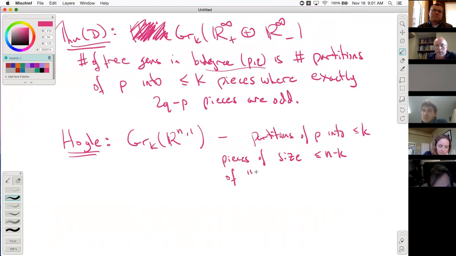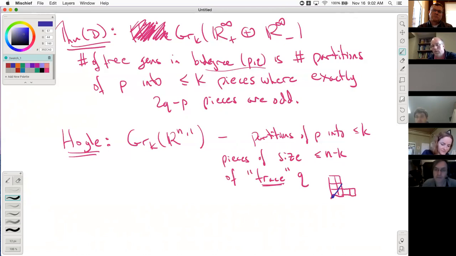But here, these partitions have to have trace. Q. And so what's the trace? The trace is something that would already be considered by combinatorialists who study these Young diagrams. I'll just draw a picture here. So if this is a Young diagram, then the trace is how many guys you can cross with your main diagonal. Okay, so this is trace equals 2.